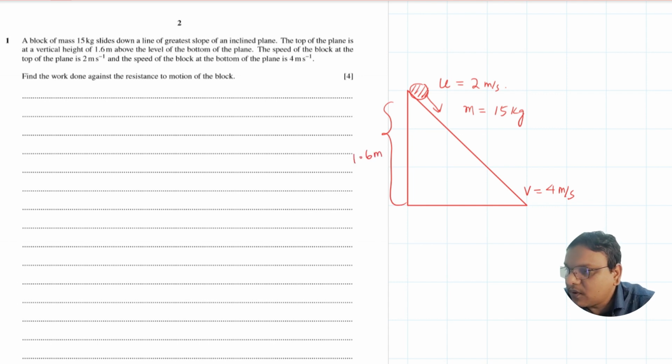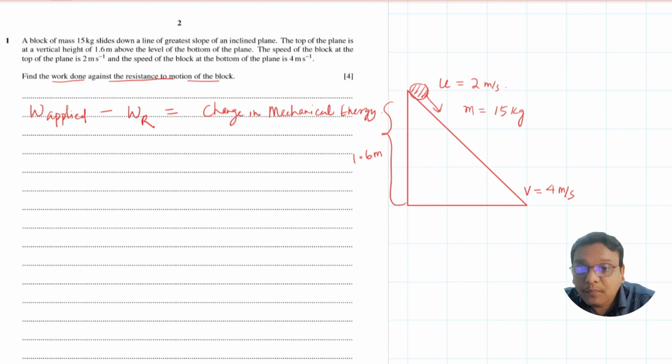So what is the question all about? The question is to find the work done against the resistance to motion of the block. Let's start. Listen carefully. All of us know the work-energy principle: the work done by the applied force minus the work done against the resistive force is equal to the change in mechanical energy. Try to understand, what is mechanical energy? Obviously kinetic energy and potential energy, correct?